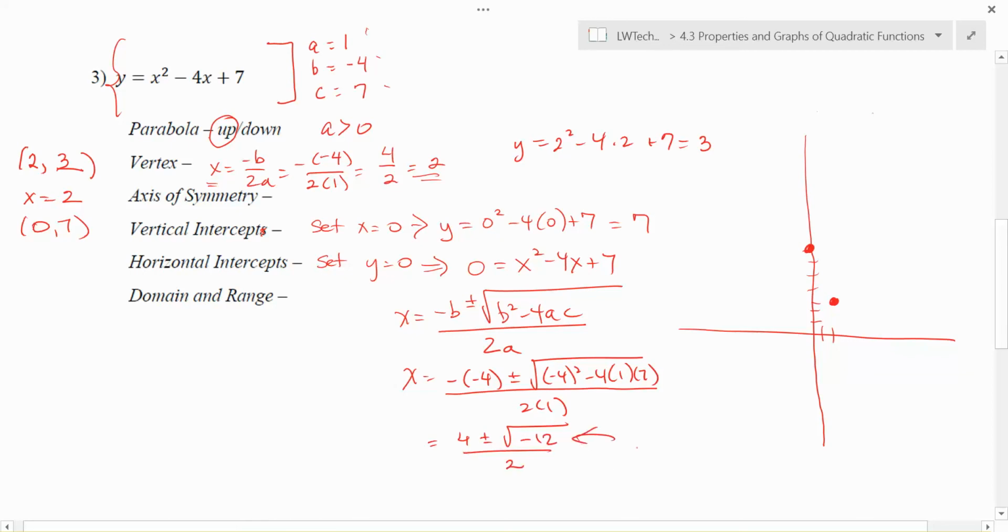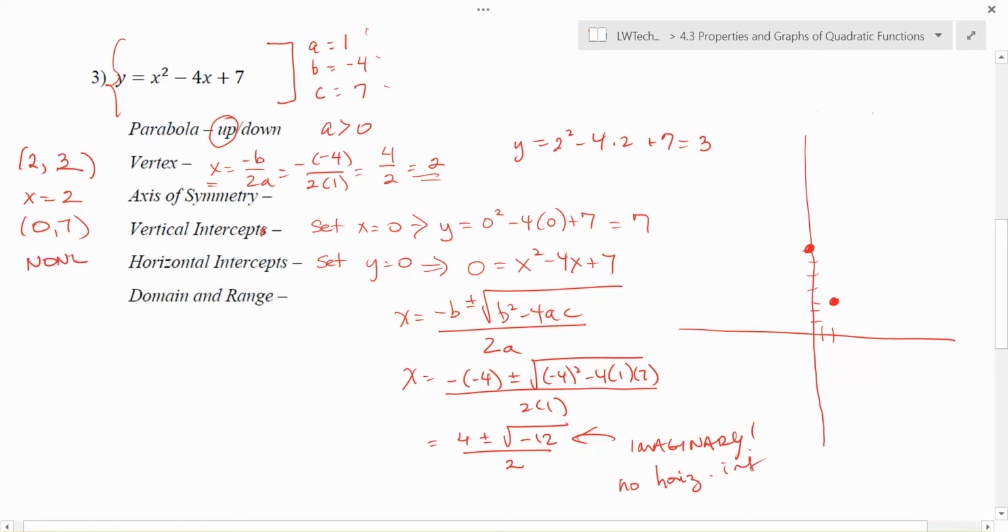And right here, I see I've got a problem because I'm having to take the square root of a negative number, which gives me an imaginary root, which I can't actually graph on my graph. So what does that mean? That just means that there are no horizontal intercepts in this problem.